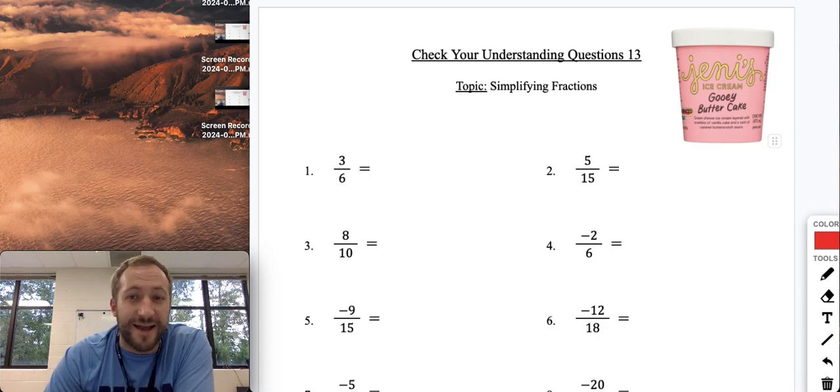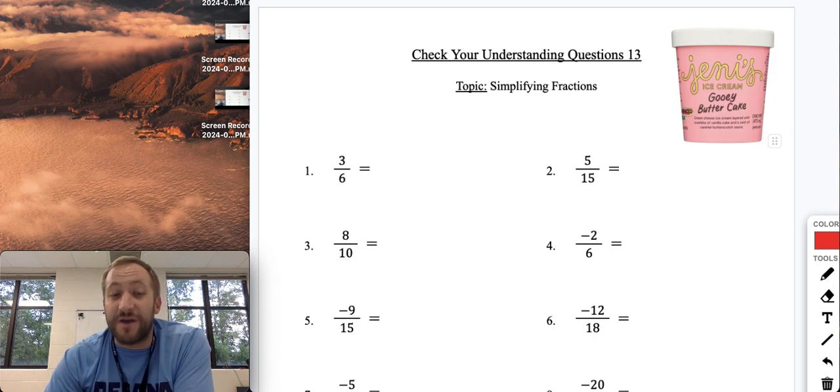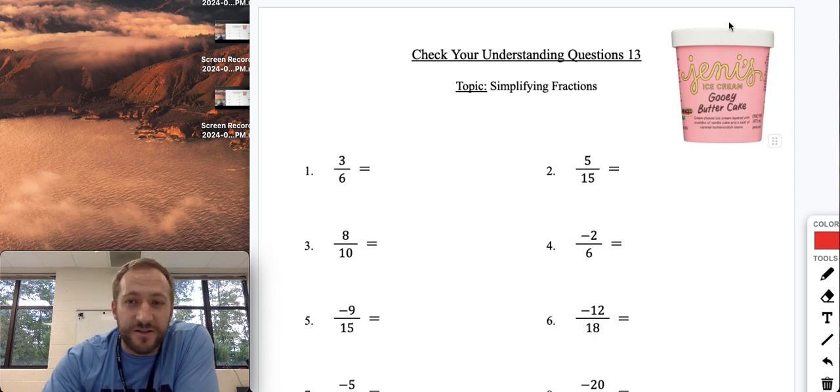Before we do that though, fact number 13 about me, I'm a big ice cream guy. I love pretty much any brand of ice cream, most any flavor too, but my favorite brand is this one right here. It's called Jeni's ice cream. It was started by a woman named Jenny.